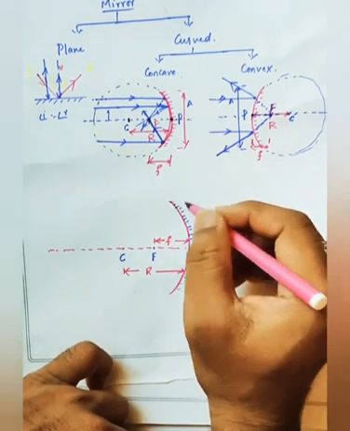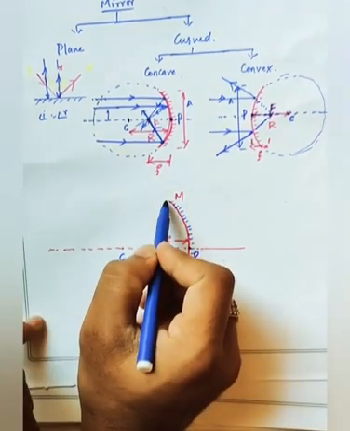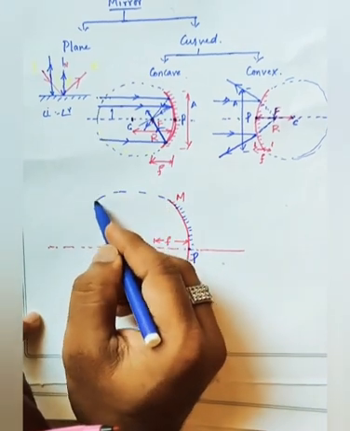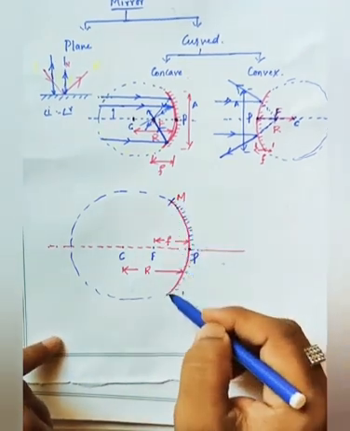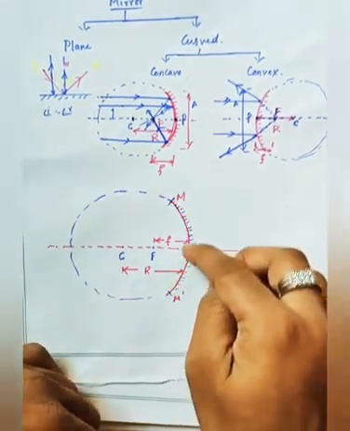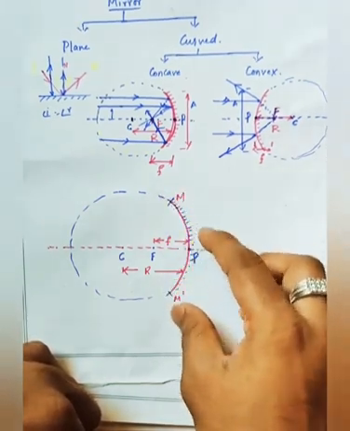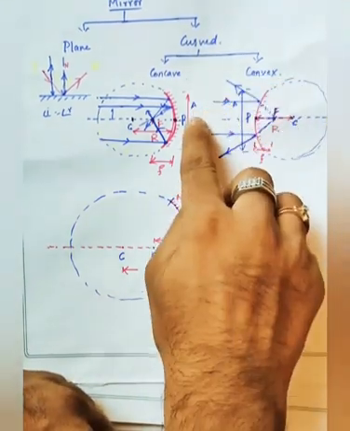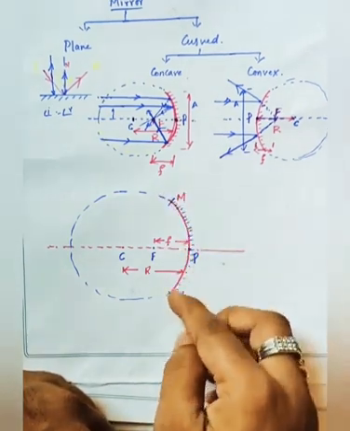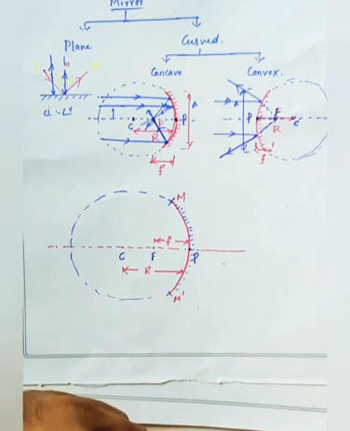Let me mark this part as M and M dash. The area available for reflection, from mirror M to M dash, is the aperture. So here also we can see the aperture. This particular part is the aperture. Hope I have covered all the points. We'll get the notes a bit later, either printed or in written form.